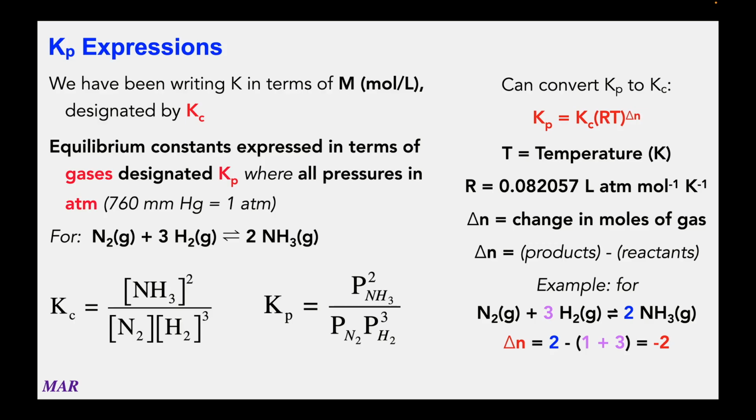Delta N can be positive and negative. It can be 0 as well, where Kp and Kc are the same. But more often than not, there's a slight difference between Kp and Kc, so that's where this all pops in.